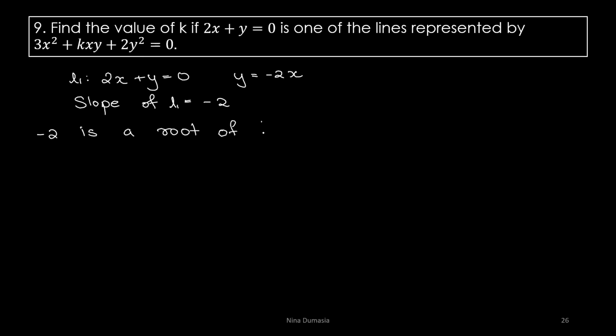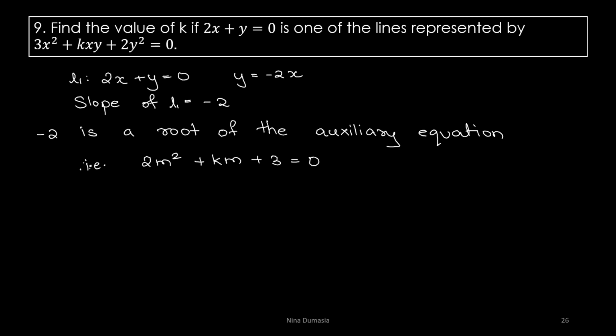of the auxiliary equation, and therefore we can say that the auxiliary equation over here is going to be 2m square plus km plus 3 is equal to 0. Now if you want a trick, remember how to find the auxiliary equation.